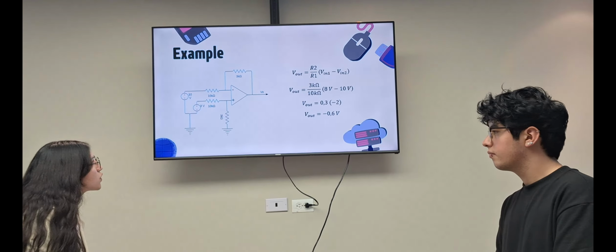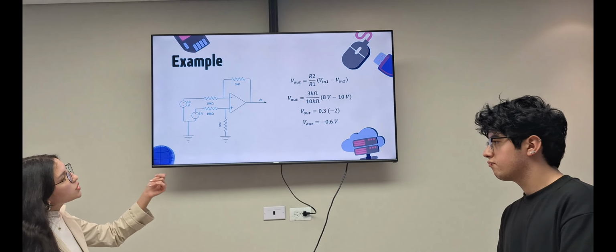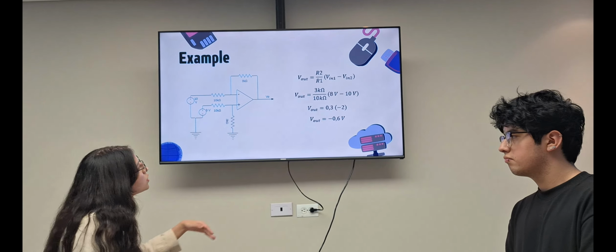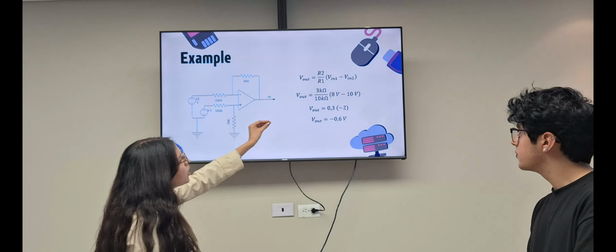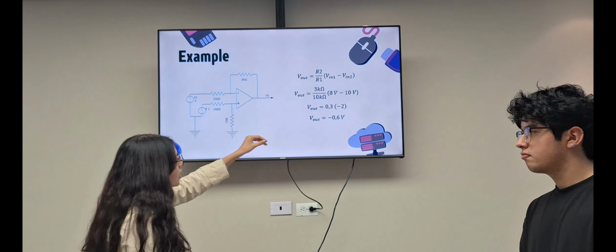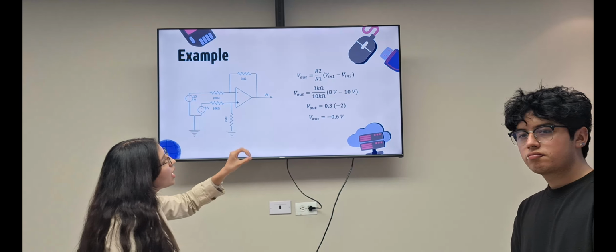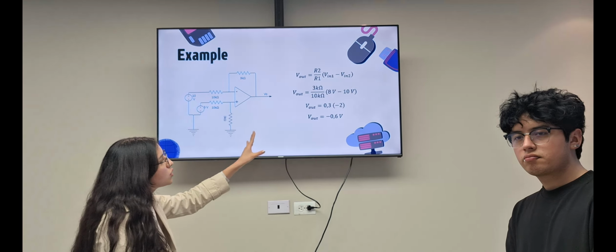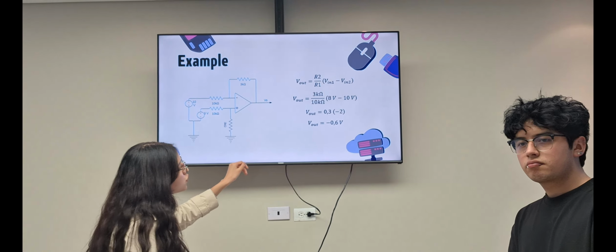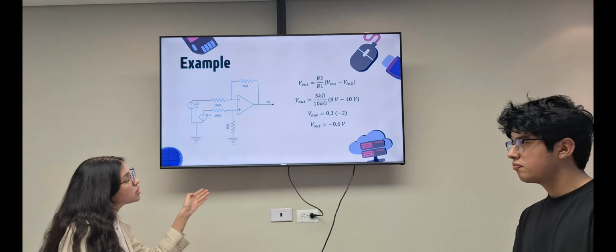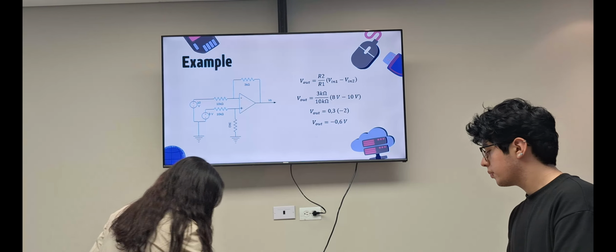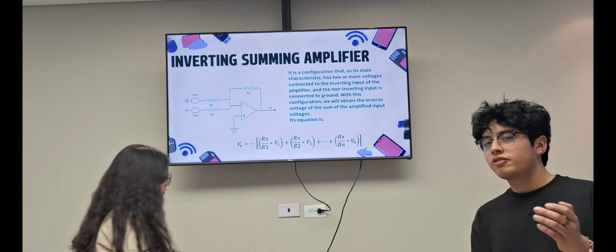As an example of this configuration, we have this. As I said before, we only have to replace the values. So V out is going to be 3k ohms divided by 10k ohms multiplied by 8 volts minus 10 volts. V out is going to be 0.3 multiplied by minus 2, and the final V out is going to be minus 0.6 volts.